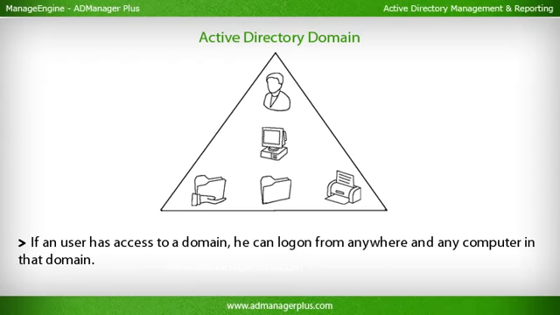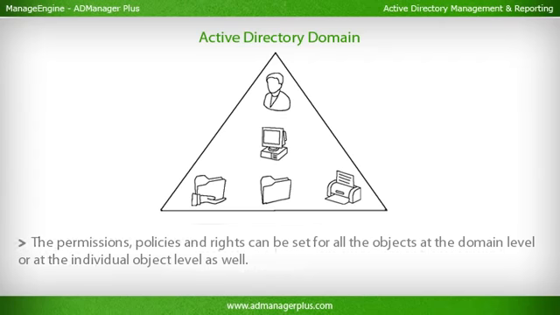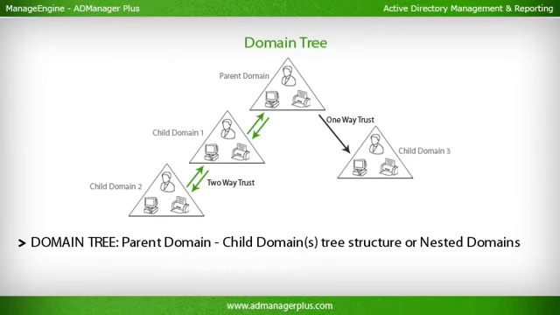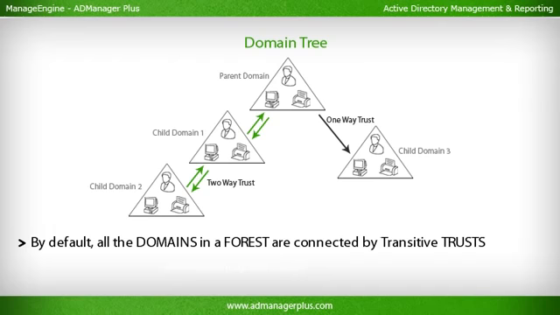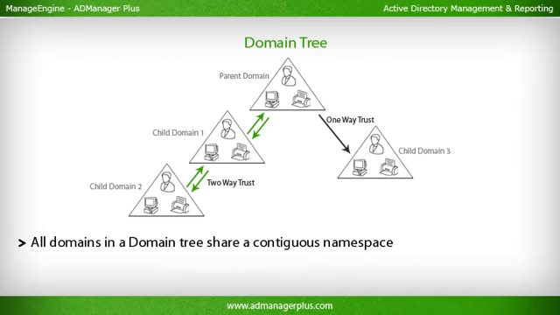If a user has access to a domain, he can log on from anywhere on any computer in that domain. The permissions, policies and rights can be set for all the objects at the domain level or at the individual object level as well. Domain tree. Parent domain, child domains, tree structure or nested domains. Objects in different domains communicate through trusts, which are transitive, non-transitive, two-way and one-way. By default, all the domains in a forest are connected by transitive trusts. All domains in a domain tree share a contiguous namespace.